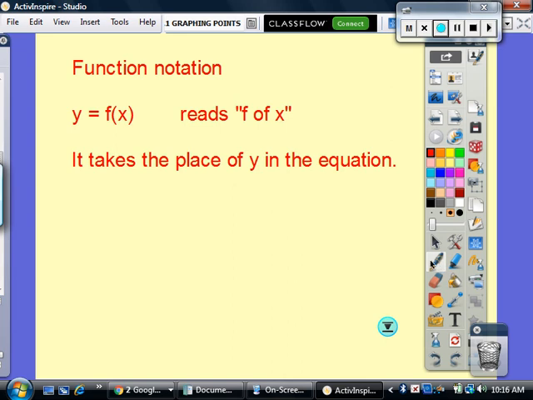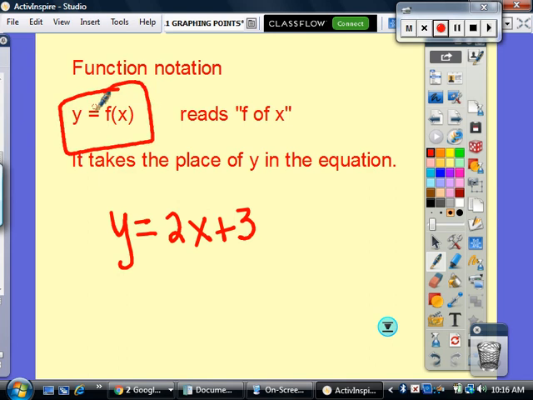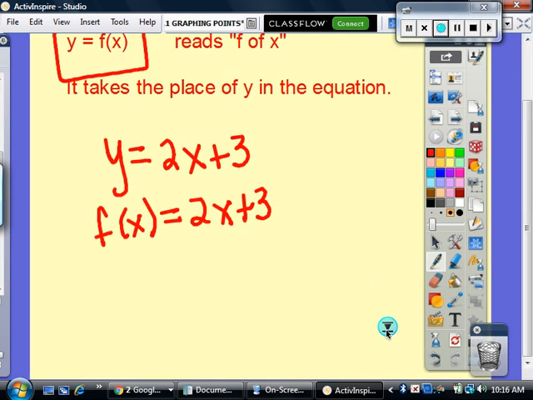So if an equation is a function, and let's just say, for example, that this equation is a function, it's linear, and it's not vertical. If I know it is a function, then in the place of y, I can put something called function notation. And that looks weird, but it's not difficult at all. It's just a type of notation.